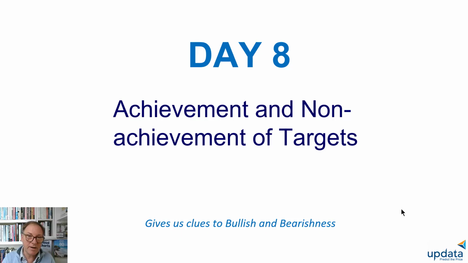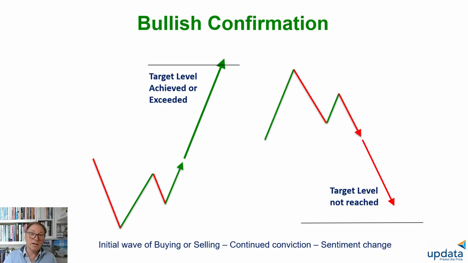So a key factor with price targets is that achievement and non-achievement of targets gives us a clue to the bullishness and bearishness on the chart. If a target level is achieved or exceeded, that's bullish confirmation on an upside target. If a downside target is not quite reached, that is also bullish confirmation. We basically had bulls coming in before the price could get to its downside target.